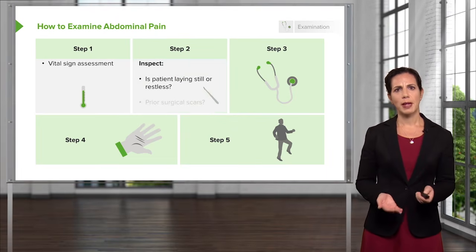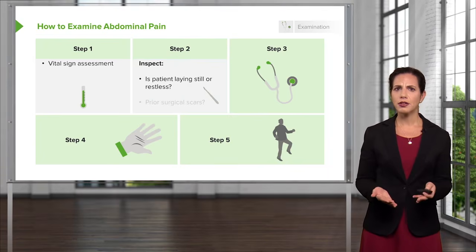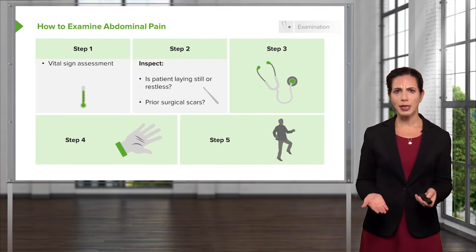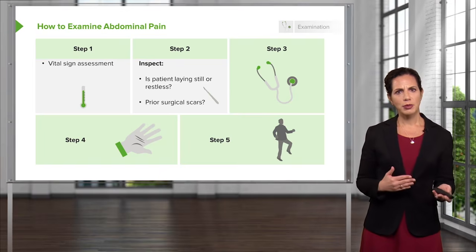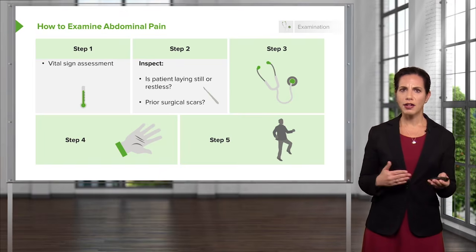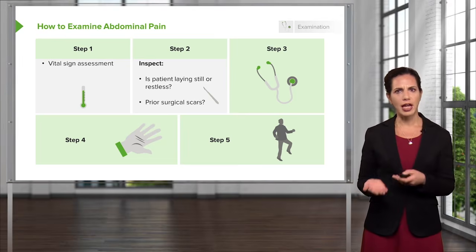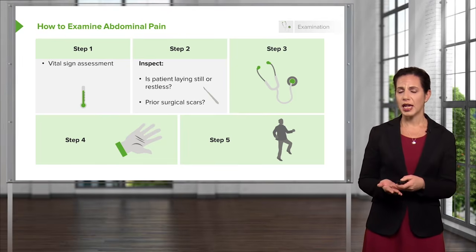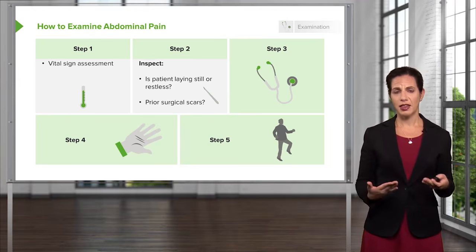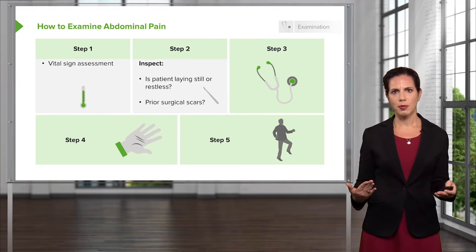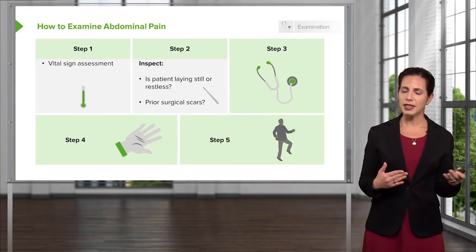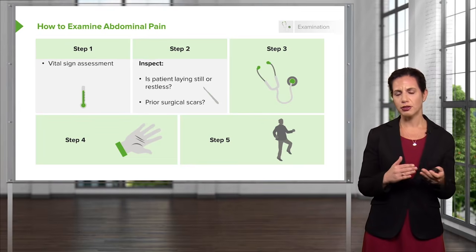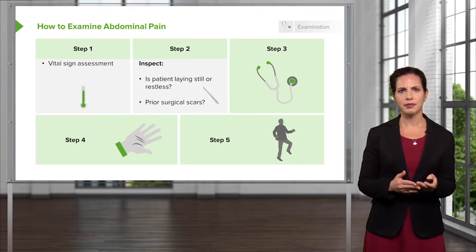Step 2 is to inspect. Is the patient laying still or are they restless? Are there any prior surgical scars on their abdomen? Similar to when a patient comes in with respiratory distress, there's a lot of information you can get just by looking at your patient. If they're laying still, that could potentially indicate that they have peritoneal signs, that moving around might make their pain a little bit worse. If the patient is restless, that might support renal colic or a kidney stone diagnosis. Classically, those patients are very restless.